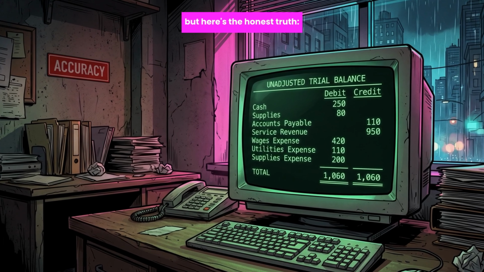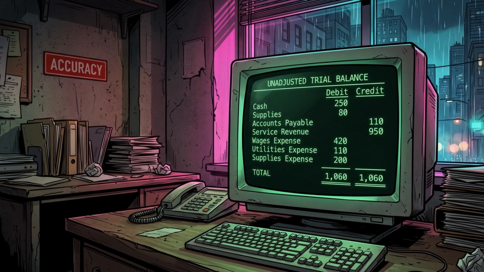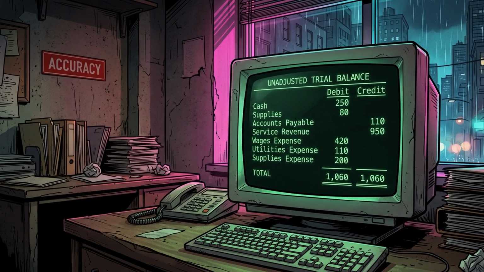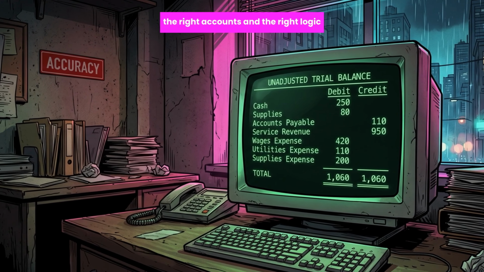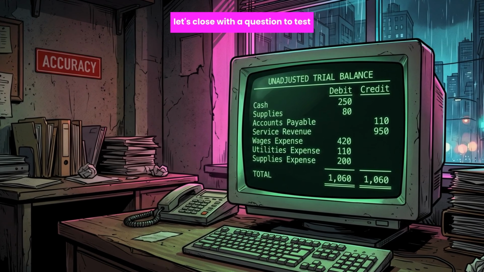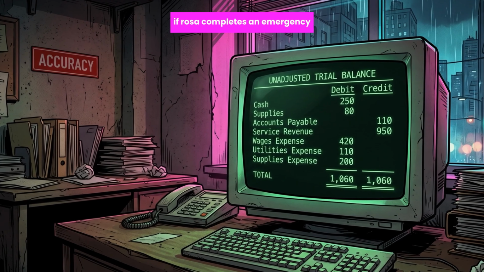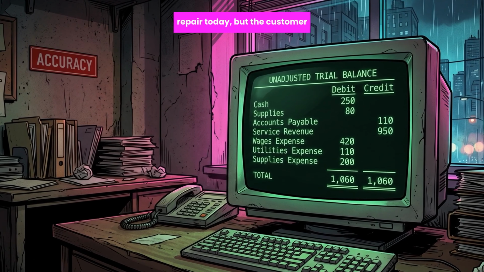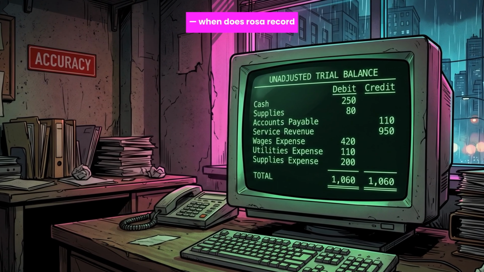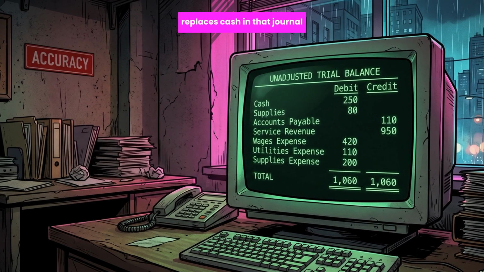But here's the honest truth. It does not guarantee every transaction was recorded correctly. It just means the numbers add up. Accuracy still depends on applying the right accounts and the right logic every single time. Let's close with a question to test your thinking. Ready? If Rosa completes an emergency repair today, but the customer won't pay until next week, when does Rosa record the revenue? And which account replaces cash in that journal entry?